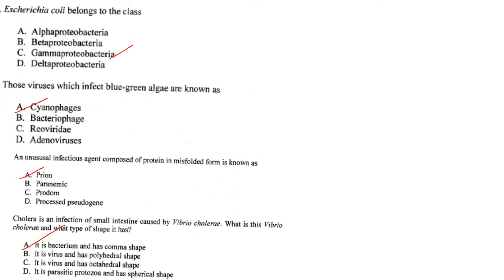Cholera is an infection of the small intestine caused by Vibrio cholerae. What is this Vibrio cholerae and what type of shape does it have? So Vibrio cholerae is a bacterium and it has a comma shape. So answer is option A.